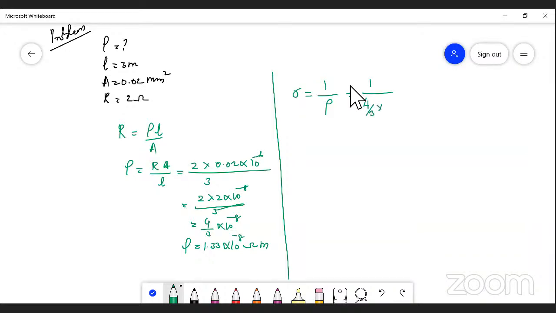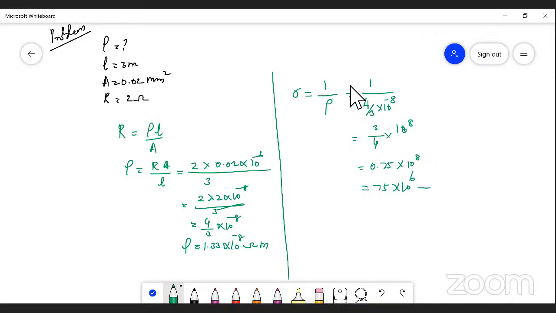into 10 power minus 8. If this goes up, it will become 10 power plus 8. 4 by 3 will become 3 divided by 4. So 3 by 4 is 0.75 into 10 power plus 8. So it is 75, sorry, this is 75 into 10 power plus 6.